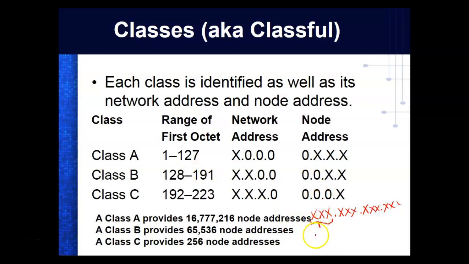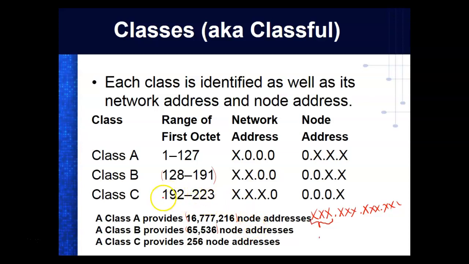So if it's between 1 and 127, then it's a Class A. A Class A provides 16,777,216 IP addresses. A Class B would be, the most significant octet would be 128 to 191. So there's 65,536 IP node IDs available with the Class B.